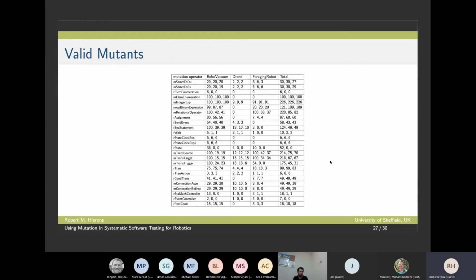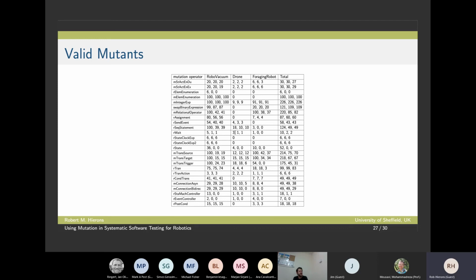If we then look at what happens if we ask whether mutants are valid, this is the behavior. So for each model and operator, we've got 3 numbers: the number of mutants generated, then the number that satisfied the metamodel, and then the number of those that satisfied the metamodel that were also well formed. So there are examples where pretty much everything is well formed. For example, this modify elements enumeration, they're all well formed.